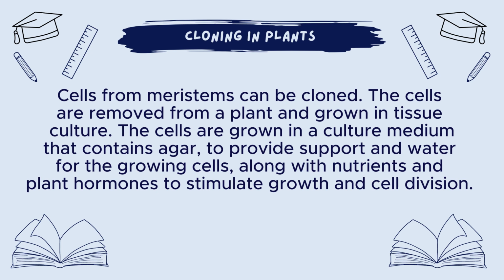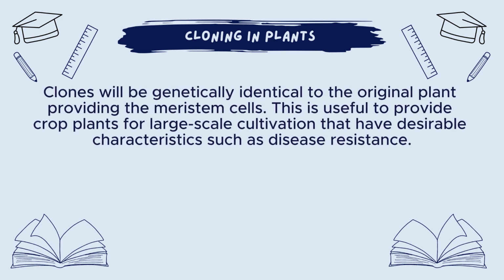Cells from meristems can be cloned. The cells are removed from a plant and grown in tissue culture. These cells are grown in a culture medium that contains agar to provide support and water for the grown cells, along with nutrients and plant hormones to promote cell division. Clones will be genetically identical to the original plant providing the meristem cells.